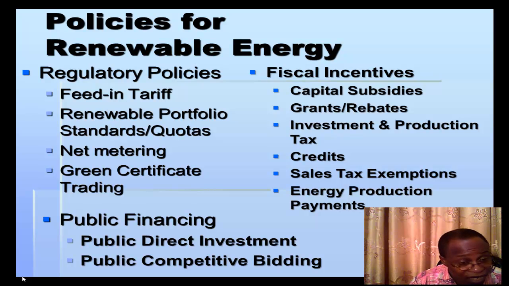The green certificates, which can be traded: if you produce a certain amount of renewable energy, you get a certificate for it, and you can trade this because somebody wants that, but doesn't quite have as much sun or as much space on their roof or something else to do. Then there are fiscal incentives, like capital subsidies, grants and rebates, investment and production tax credits, sales tax exemptions, energy production payments. Depending on how much you produce, you get paid for it. And then of course there's public financing, public direct investment, public competitive bidding. Competitive bidding is used a lot in a number of countries.